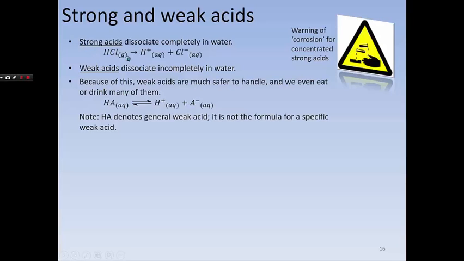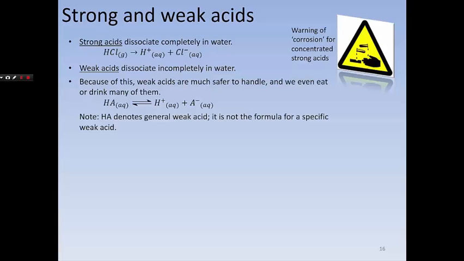We know a solution with low pH or high hydrogen ion concentration is corrosive. It can destroy or damage other substances with which it comes into contact. So the concentrated strong acid solutions are corrosive, and therefore in the laboratory we must handle them with caution.